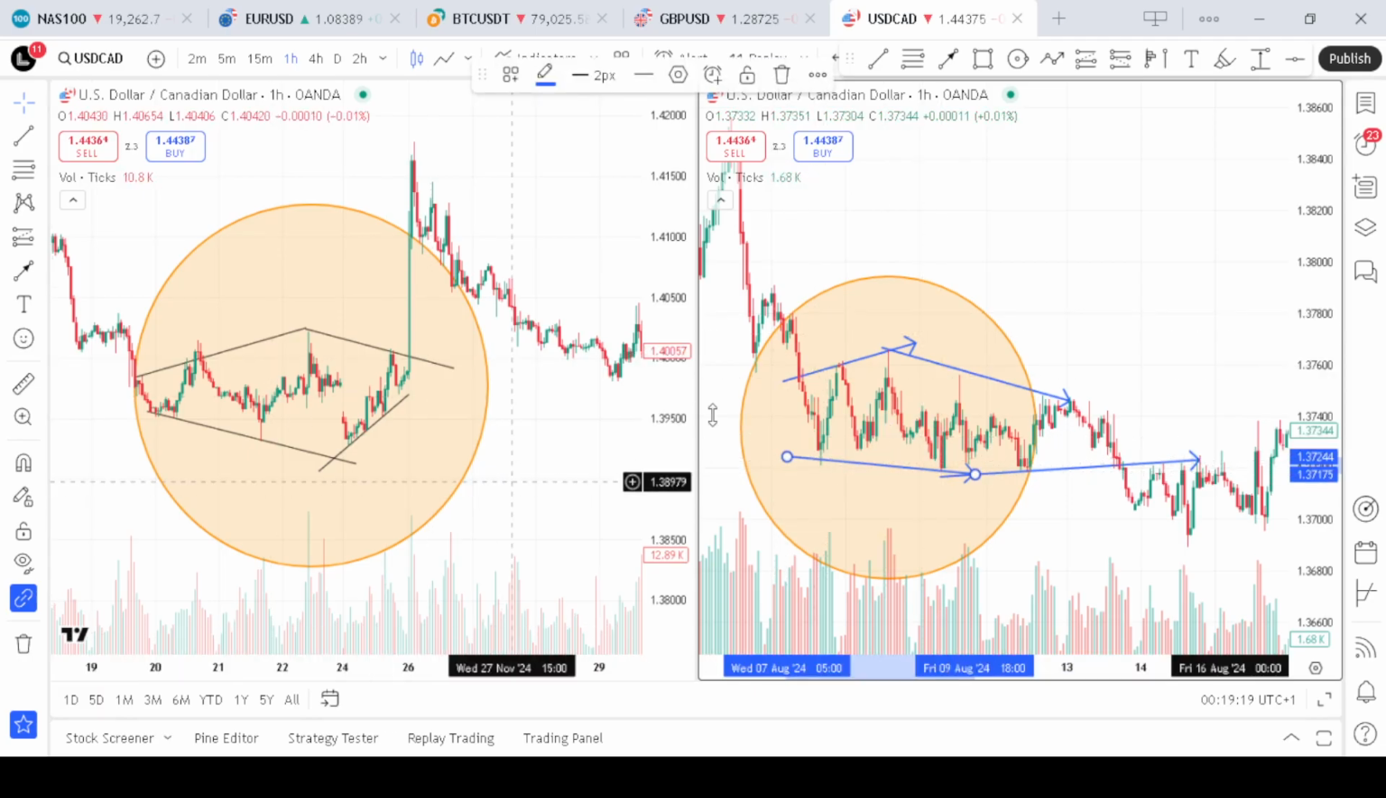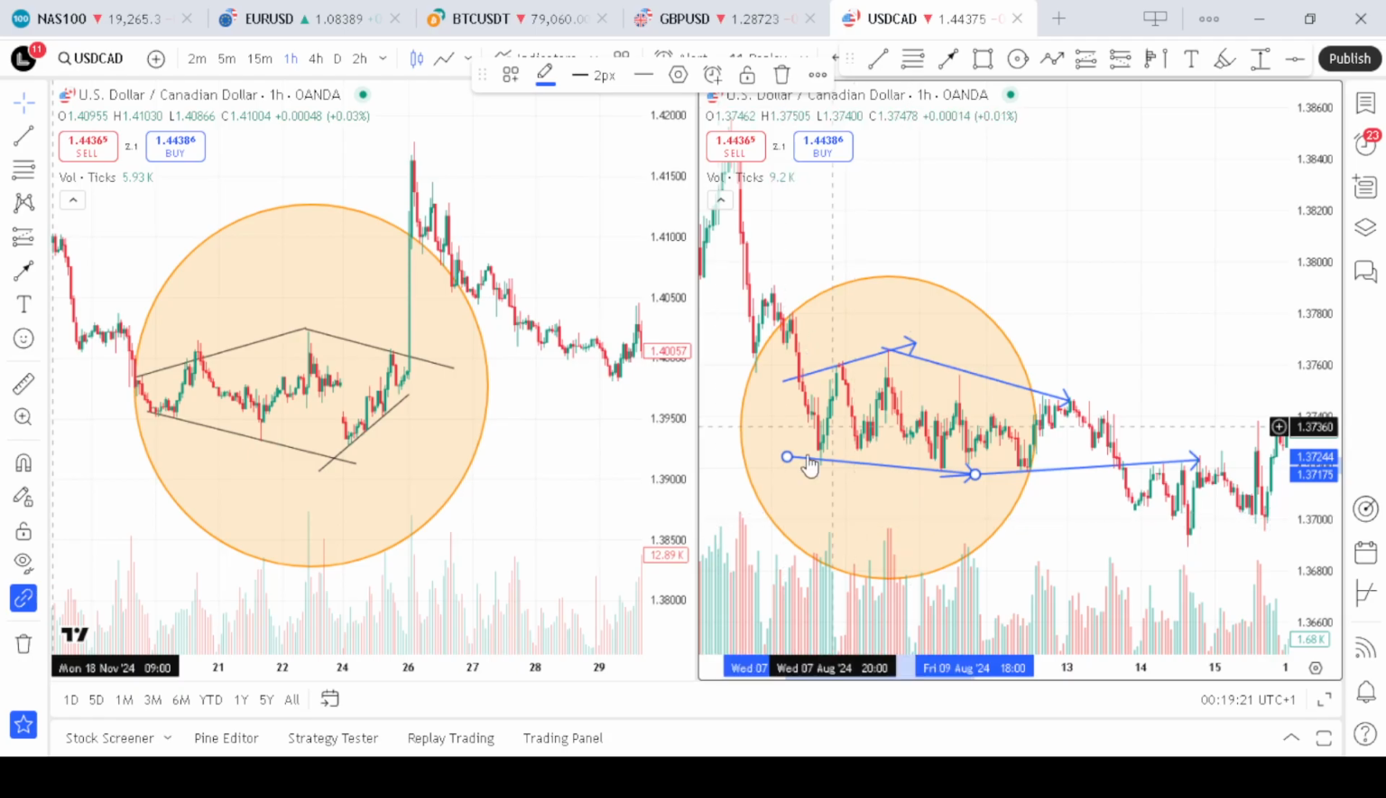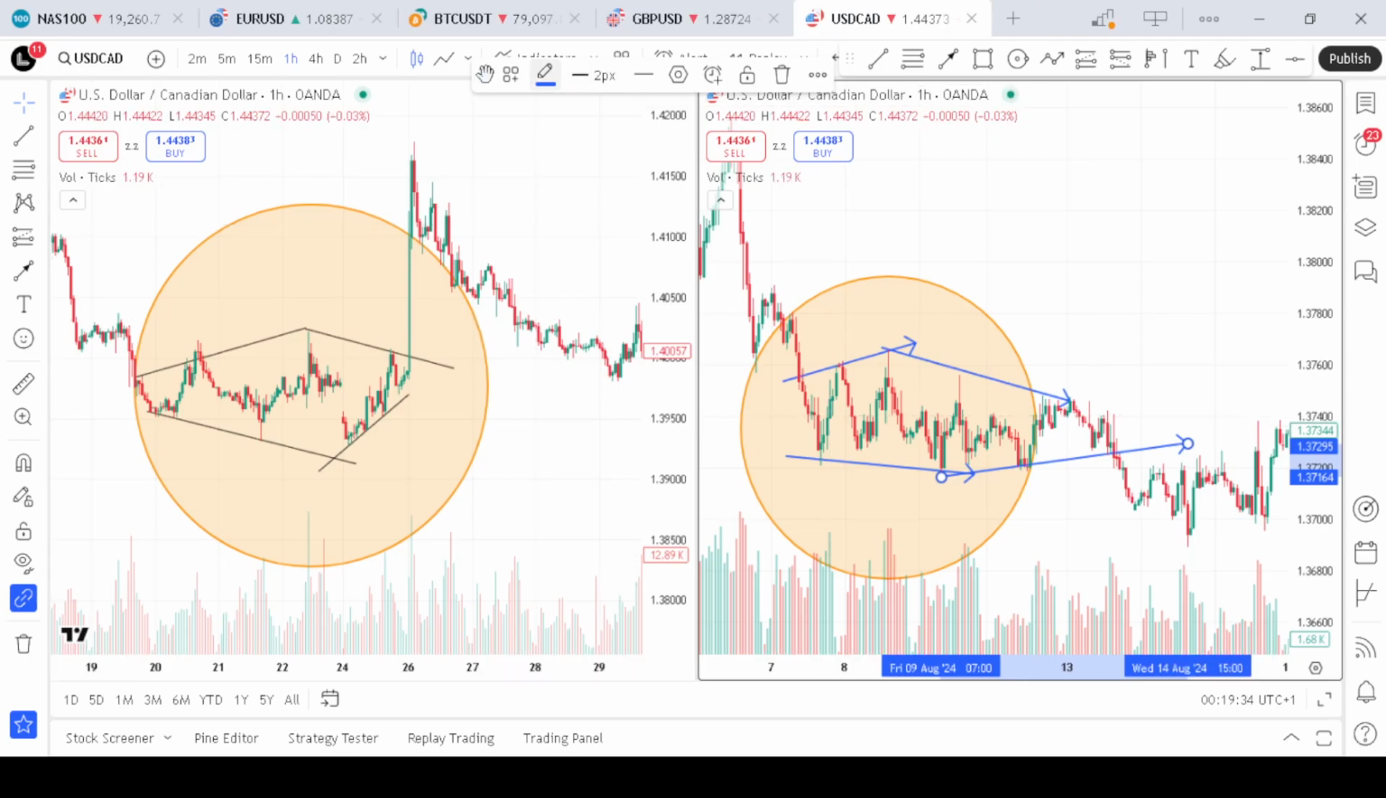Forming a little bit of our diamond. It's not always going to be clear, but you just need to know the concept of the market expanding before contracting, then breaking out in the intended direction of the trend. So this is exactly what we are going to talk about in our chart today.